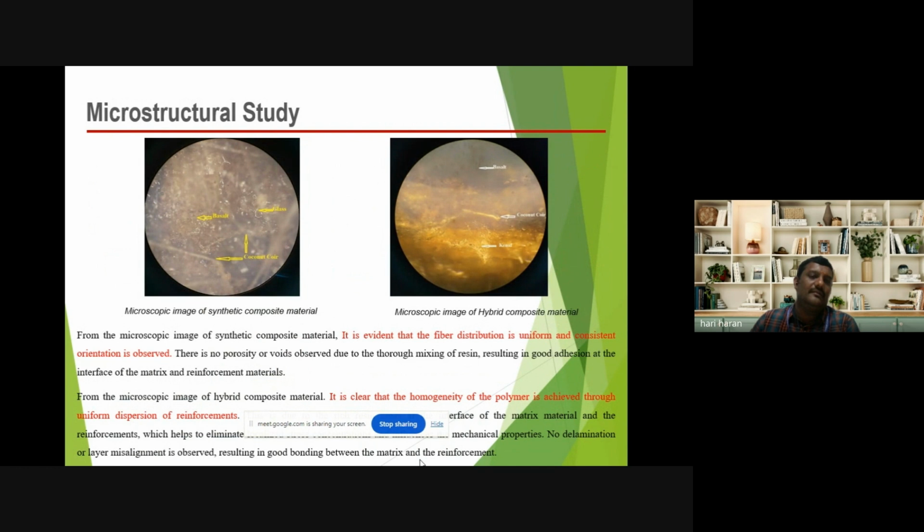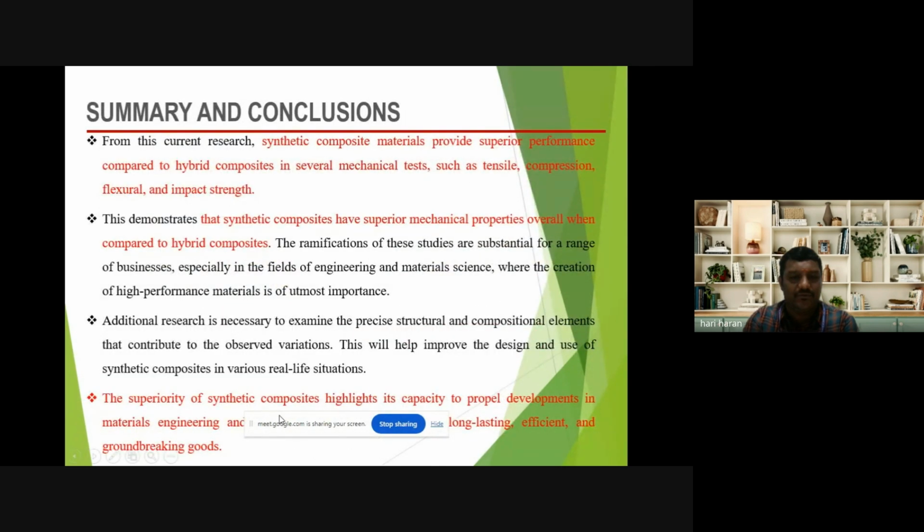So for the microstructural study, we took our specimen under a microscope, and the following were evident. From the microscopic image of synthetic composite material, which is the first one, it is evident that the fiber distribution is uniform and consistent orientation is observed. Similarly, no porosity or voids are observed during the mixing of resin, which results in good adhesion at the interface of the matrix and the reinforced material. Whereas moving on to the hybrid composite material, it is clear that the homogeneity of the polymer is achieved through uniform dispersion of reinforcement. And from the previous study, the following summary and conclusions can be given.